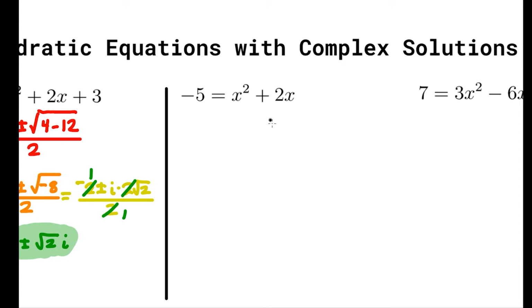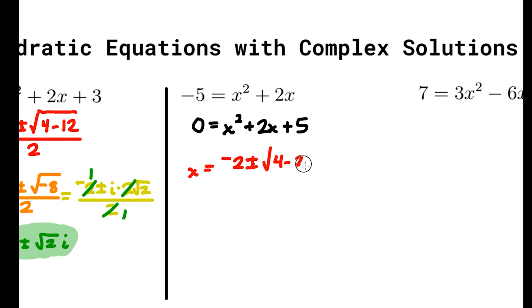All right, this next one I'm gonna put into standard form really quick by adding this 5 to both sides. So you're gonna end up with x squared plus 2x plus 5. Now that it's in standard form, we can use the quadratic formula. So it's gonna be negative b, which is negative 2, plus or minus the square root of b squared minus 4ac, which is gonna be 4 minus 20. And then we're dividing this by 2a, which is gonna be a 2 here.